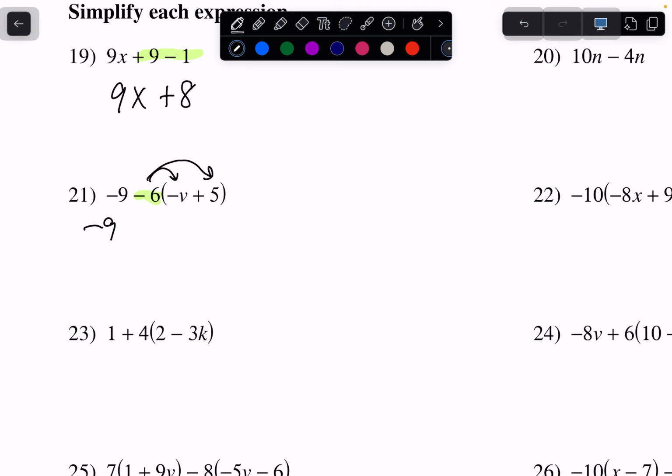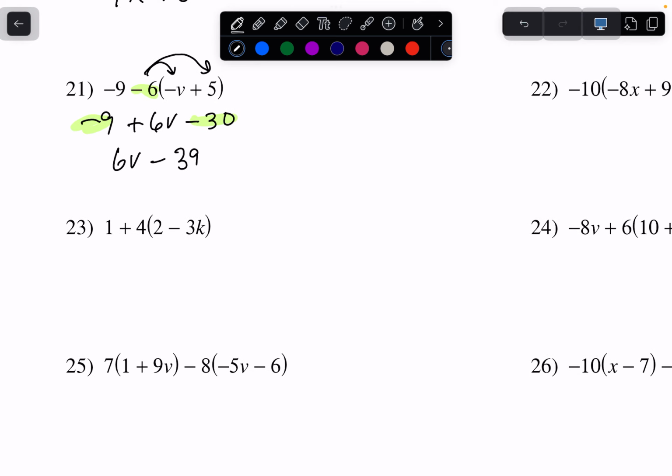So the -9 is just hanging out. -6 times -v, a negative times a negative is a positive 6v. -6 times positive 5 is -30. And then you just have to go down the list. Are there any like terms? -9 minus 30 are the only things we can combine. So the 6v is done. We have nothing to change it. But -9 minus 30, they are the same sign. We add them, and we keep the sign. So it's 6v minus 39. You could have also written -39 plus 6v. They're both correct. They both mean exactly the same thing.